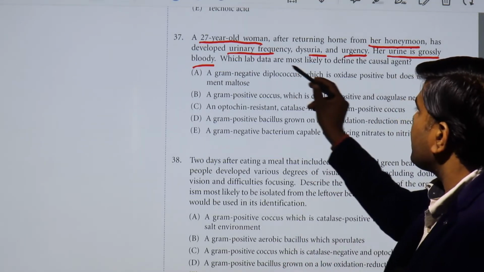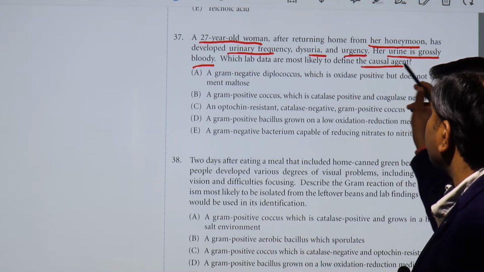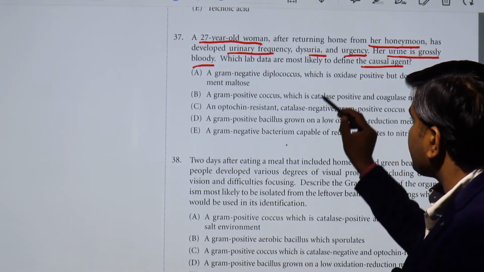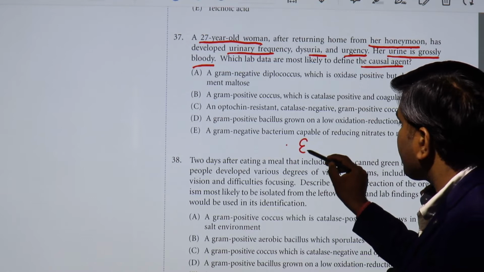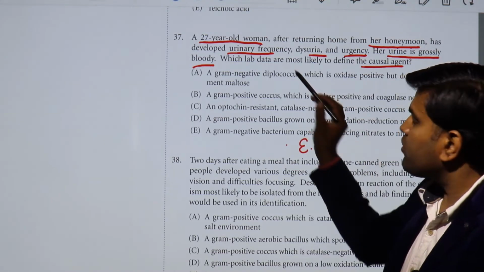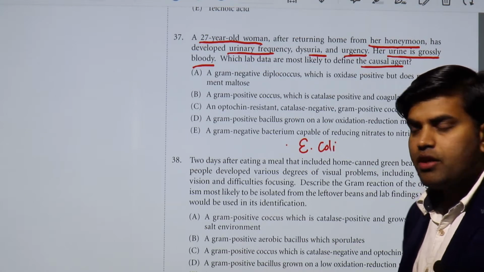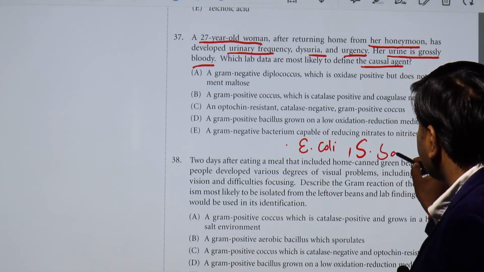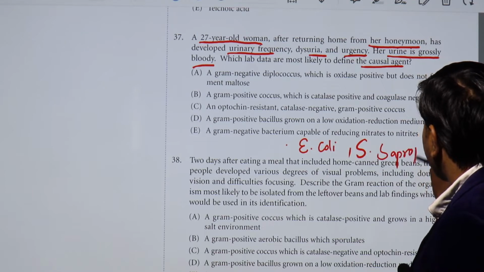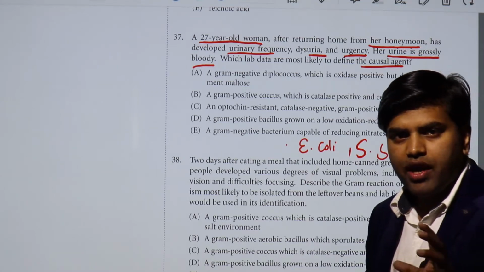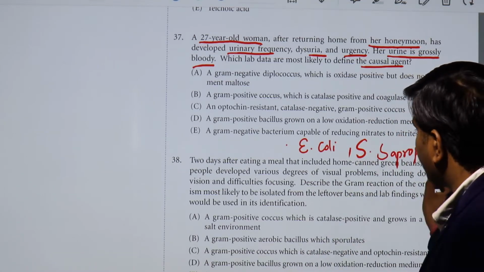Which lab data are most likely to define the causative agent? The most common causative agent for any urinary tract infection is Escherichia coli. If they are talking about a sexually active female, the second most common cause is Staphylococcus saprophyticus. Now we need to have our answer within these two bacteria.